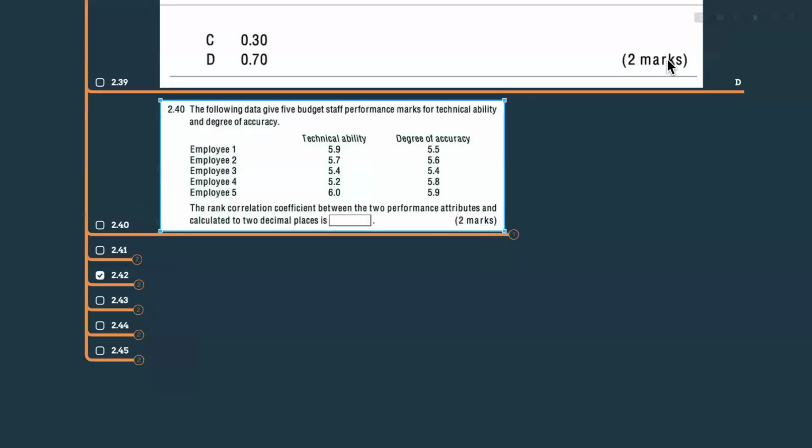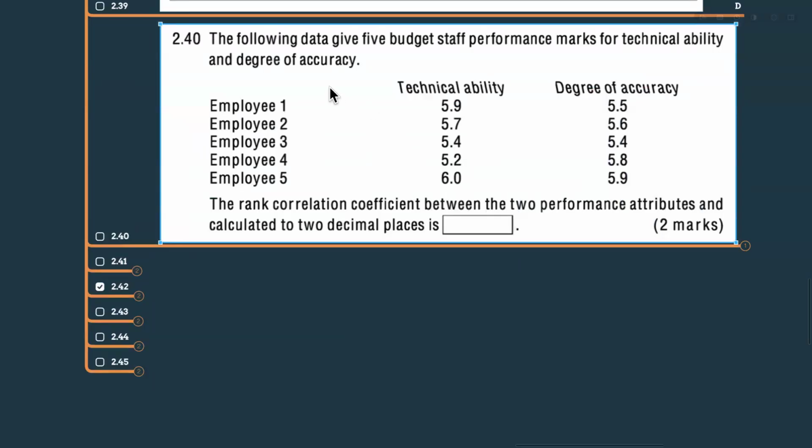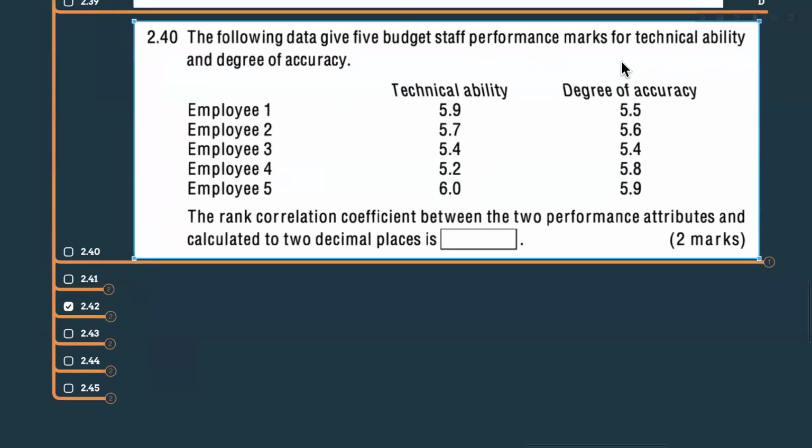So 2.40 is actually going to explain how you do this rank correlation. The following data give 5 budget staff performance marks for technical ability and degree of accuracy. So technical ability and accuracy, there are 2 variables they are going to check for employees 1 to 5. Employee 1 has taken marks 5.9 for technical ability, but accuracy 5.5. Like that, there are some marks they have obtained. Calculate the rank correlation coefficient between the 2 performance attributes to 2 decimal places.